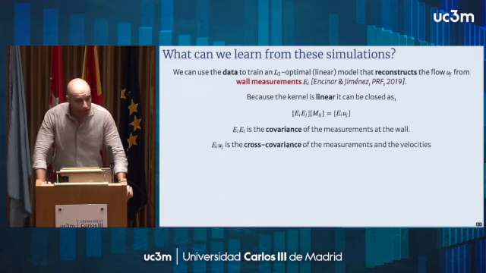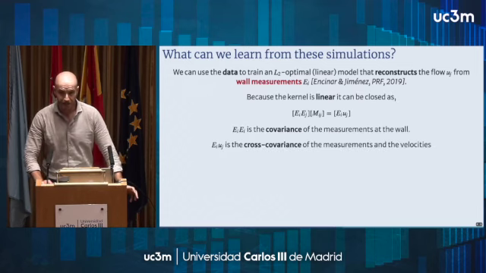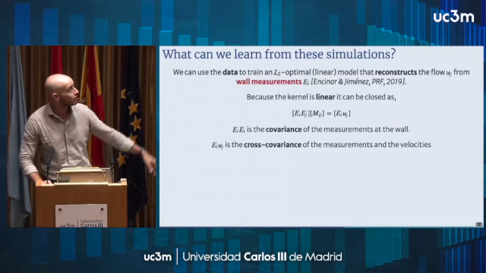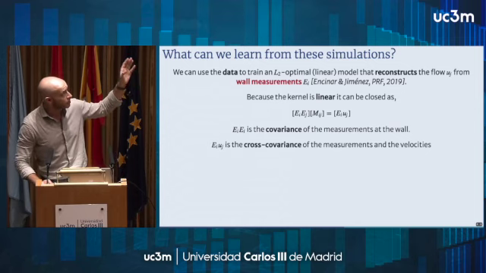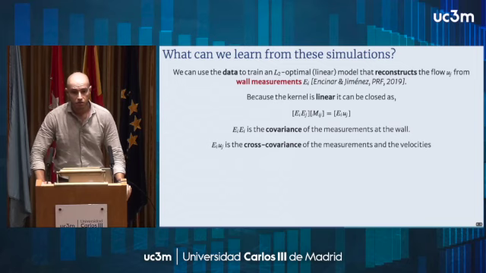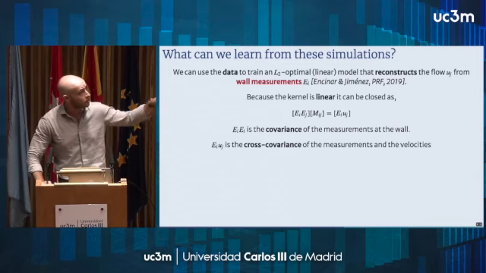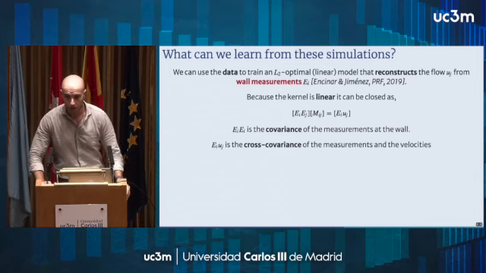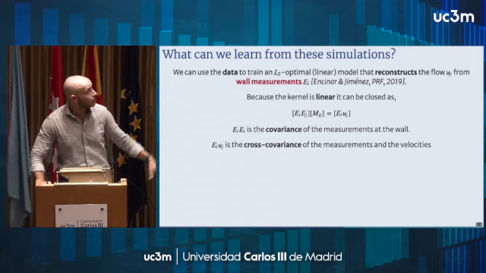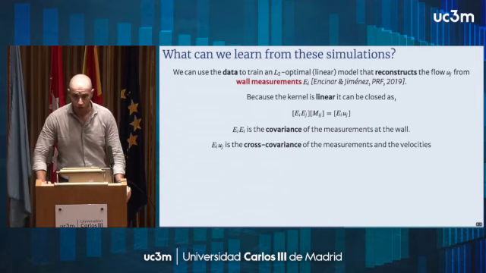A linear model, because it's linear, you can close it exactly, in an optimal way. And it's something that looks like this. It has the covariance matrix of the measurements on the left and the cross-covariance of the measurements and the velocity field that we have from our DNS on the right. This is something that you can compute with data.